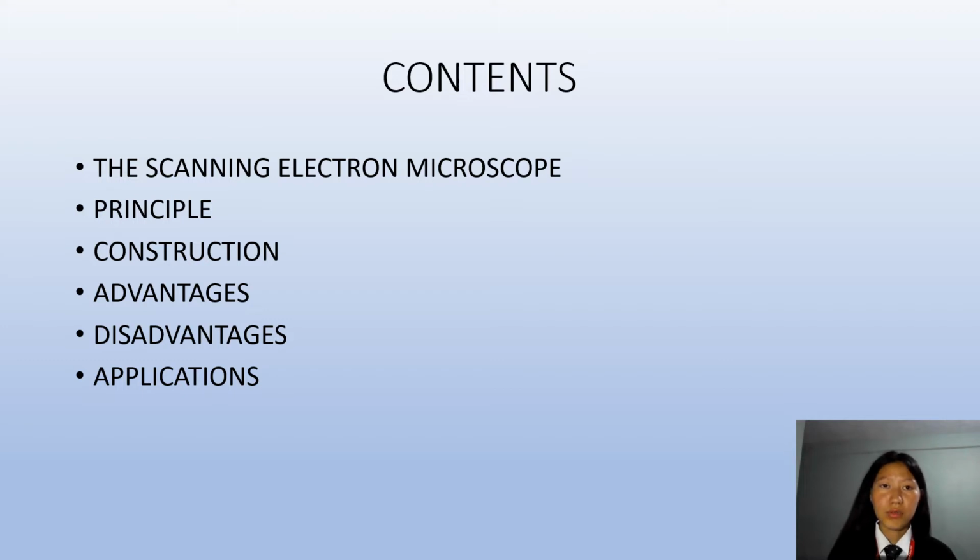First of all, let us know what a scanning electron microscope is. A scanning electron microscope is a type of electron microscope that produces images of a sample by scanning the surface with a focused beam of electrons. The electrons interact with atoms in the sample, producing various signals that contain information about the surface topography and composition of the sample. The electron beam is scanned in a raster scan pattern, and the position of the beam is combined with the intensity of the detected signal to produce an image.